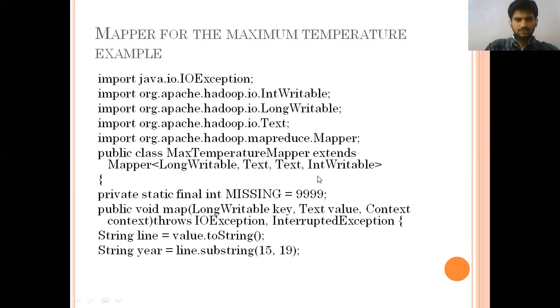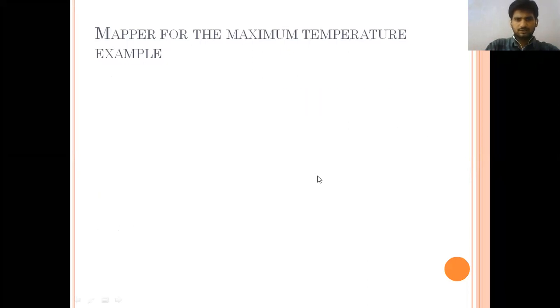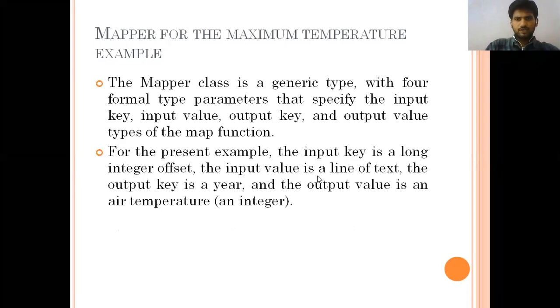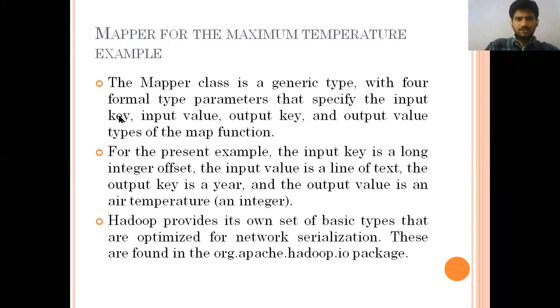parameters here. What are those four parameters? We will discuss below. See here, we have four parameters. They specify the input key, input value, output key and output value. We saw that. And this is serialization. What is serialization? Converting from input to bytes and bytes back to input. What do bytes and input mean here?